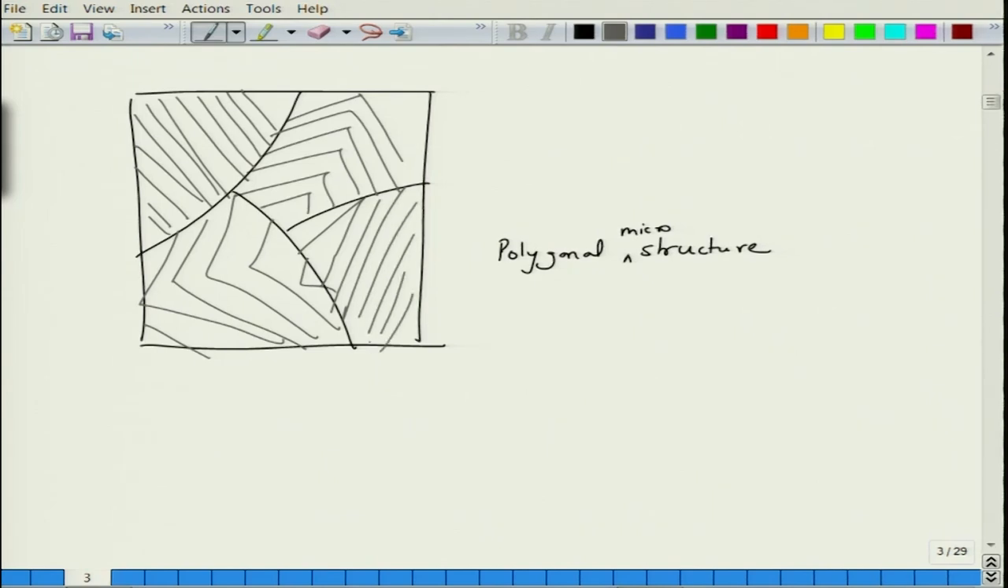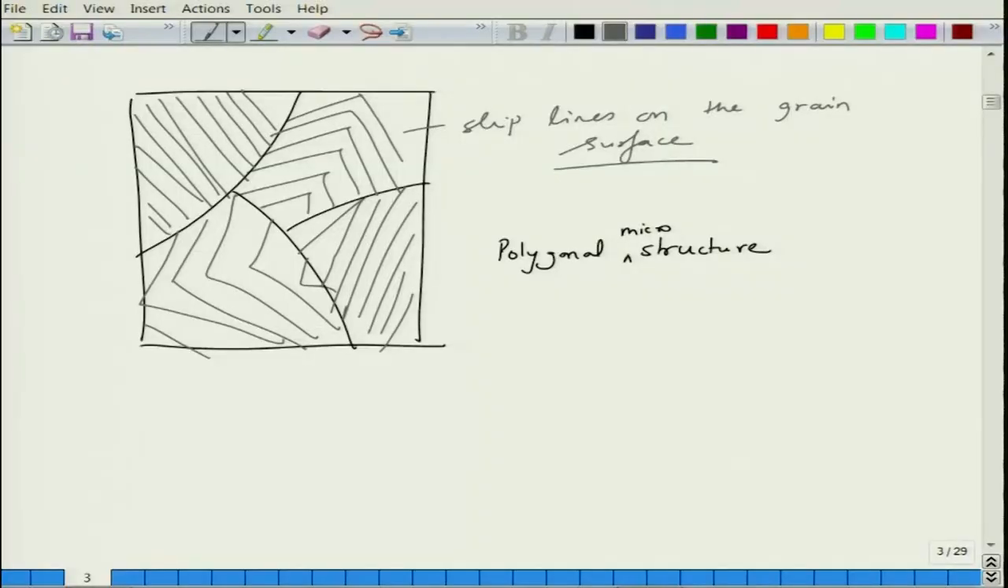So you will see these slip lines on the grain surface. These slip lines are representative of the fact that slip has happened on certain planes, and those planes are oriented differently in different grains. Since it is a polygonal structure, they also suggest that slip takes place along different directions on different planes in different grains.